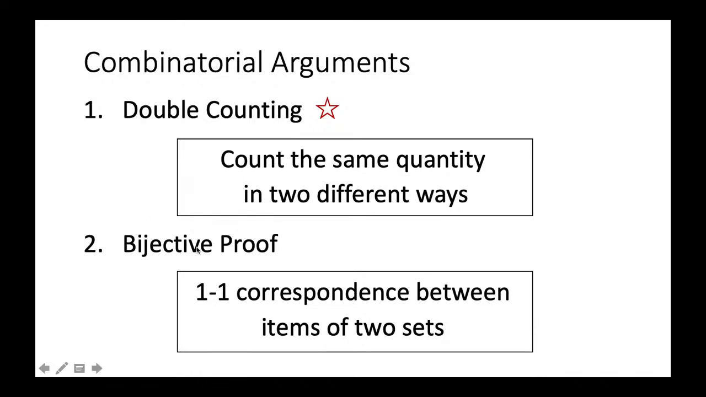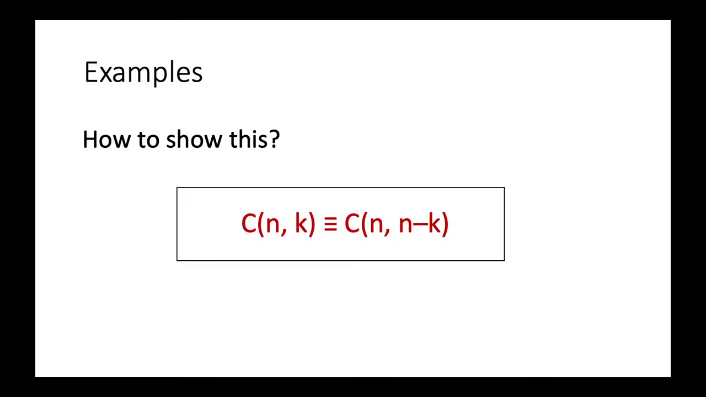The other type of combinatorial argument is the so-called bijective proof. It is used to show that two sets have the same number of items. By finding a one-to-one correspondence between the items of the two sets, we see that the two sets have the same number of items. But this is not the focus of today, so we will talk about double counting, and we will look at a couple of examples. This is probably the easiest example.